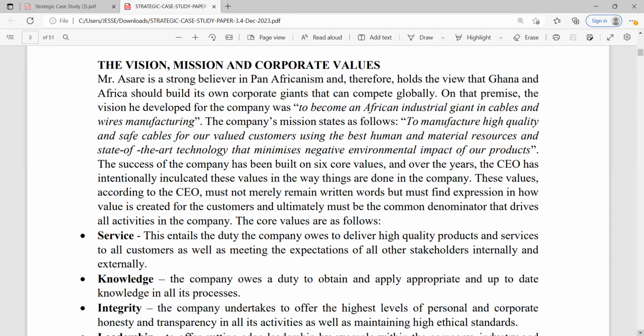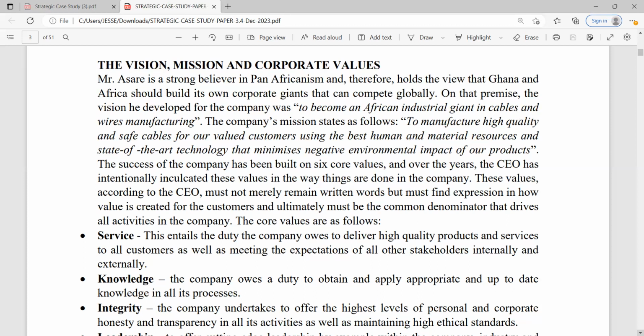So the vision is the desired future state of the organization. The mission is the reason for existence, the purpose of the organization, which is to manufacture high quality and safe cables for our valued customers using the best human and material resources and state-of-the-art technology that minimizes negative environmental impact of our products. All right, so if you even look at the mission, there are a lot of things that you can bring out. Quality, you can bring out resources, human and material, you can bring out technology, and you can bring out environmental friendliness. The success of the company has been built on 6 core values, right?